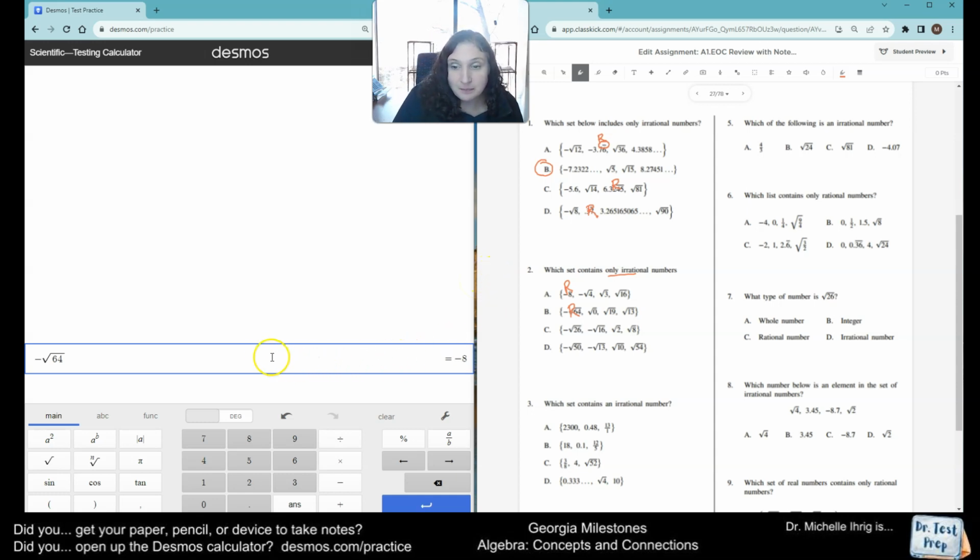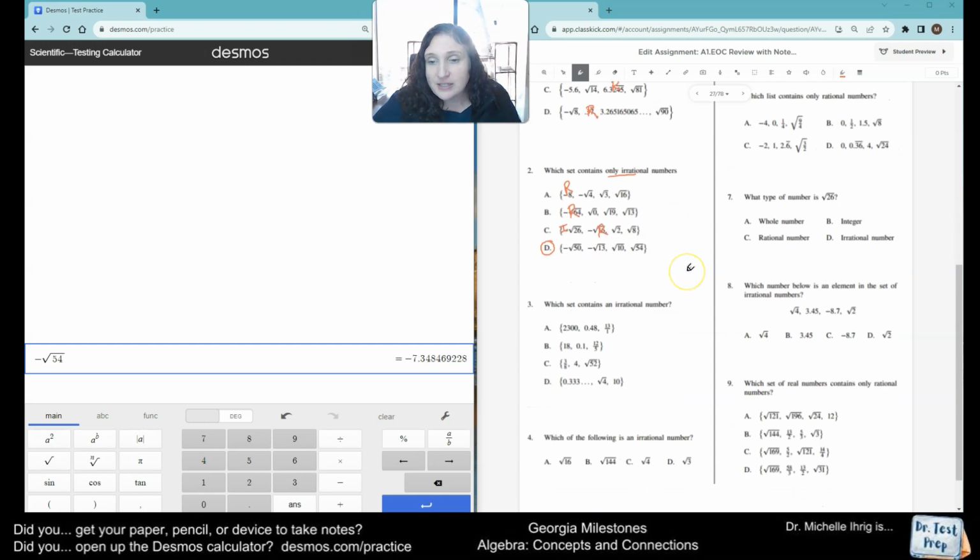So now I'm going to check the next set. I've got negative square root of 26. No fraction button. That's irrational. Then I've got negative square root of 16. Rational number. It's an integer. There's no decimal. So that means it has to be letter D. And, you know, just because we're really great scholars, square root of 50, no fraction button. 13, no fraction button and a decimal. 10, decimal, no fraction button. 54, decimal, no fraction button. Irrational.